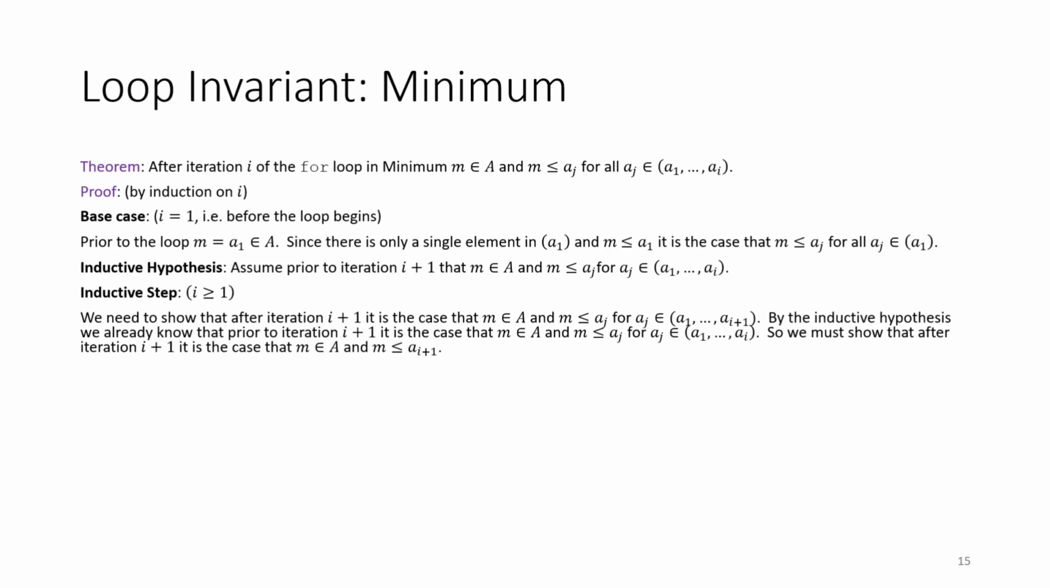Now, here's where we need to again think about the pseudocode. What do we actually do inside the iteration? At this step, we do a check. We compare m to a_(i+1). If a_(i+1) is less than m, so the opposite of this case, we do the swap. Otherwise, we don't change m at all. So that's two cases we actually need to consider. And so our proof continues now by splitting it into those two cases.